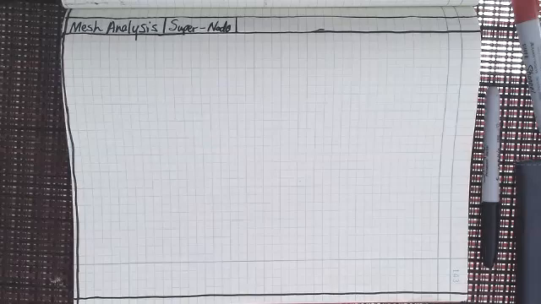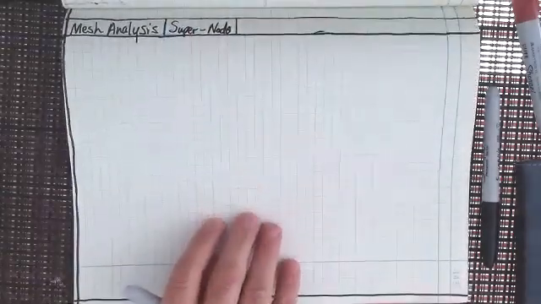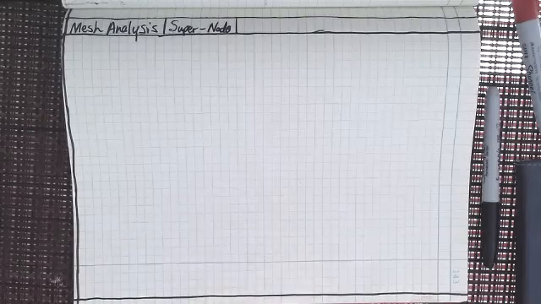But the first thing that I wanted to do was to do an introduction to supernodes. And we did the nodal analysis in the last lecture. And I want to look at sort of a special example of nodal analysis.